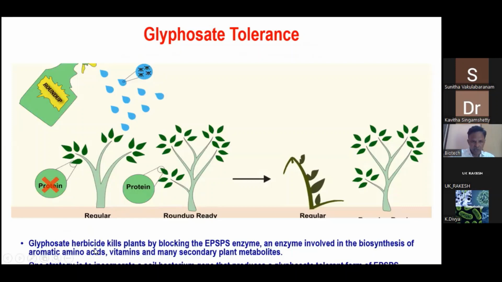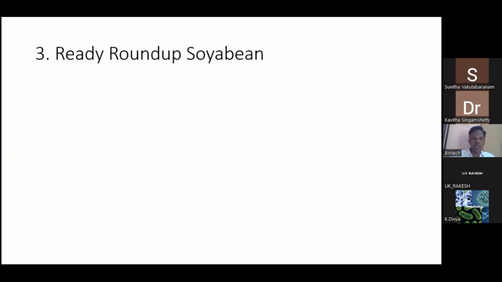Okay. Glyphosate herbicide kills plants by blocking the EPSP enzyme, an enzyme involved in the biosynthesis of aromatic amino acids, vitamins, and many secondary metabolites. As a result, what happens is because this is not having EPSP gene, it dies as a weed, but this is having EPSP, so it survives. This is how we have developed herbicide resistance.